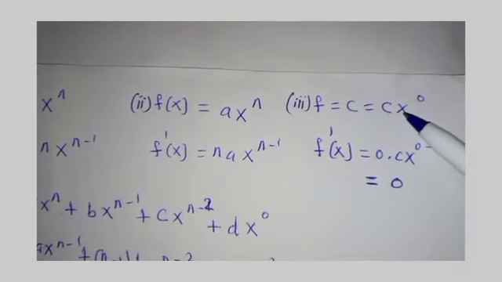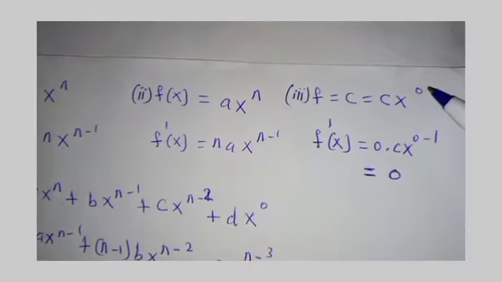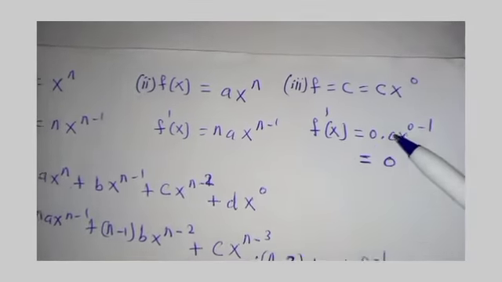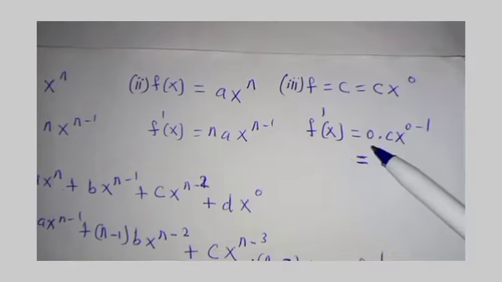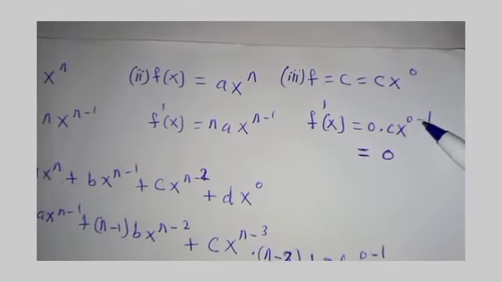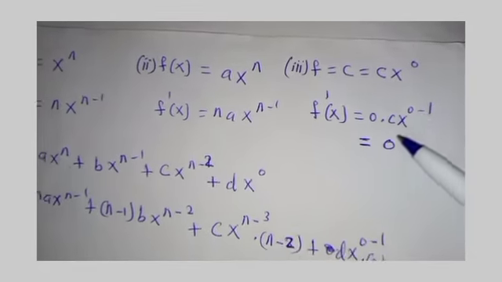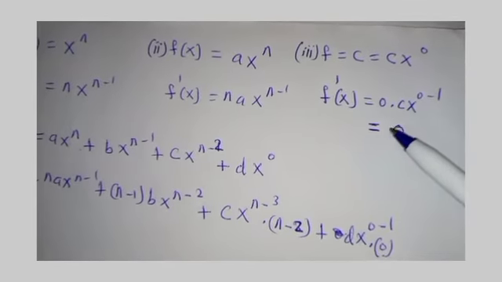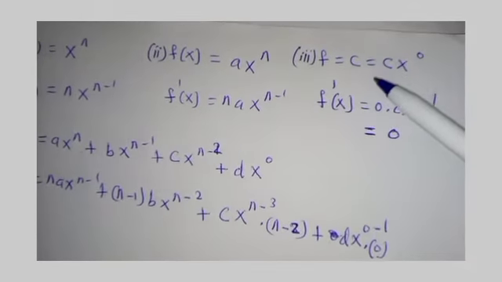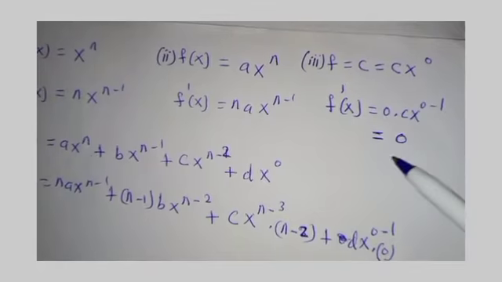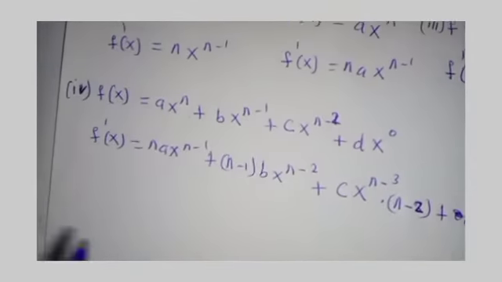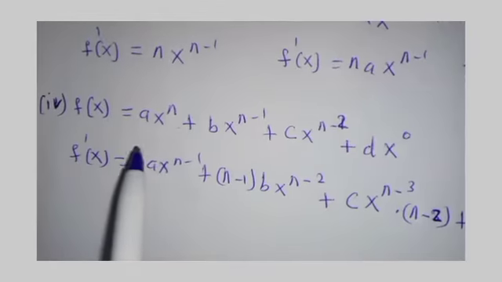Because any number power 0 is 1. So you drop the index, you multiply the constant, and you reduce the index by 1. So any number multiplied by 0 is 0. So the derivative of a constant is always 0. You note that. And finally, we are going to consider the polynomial.